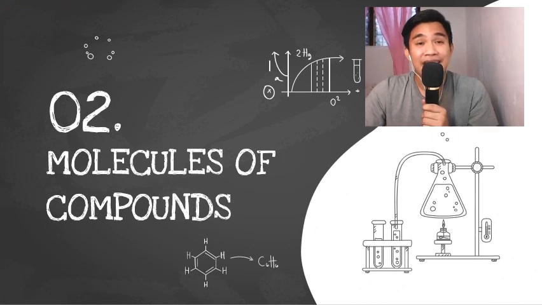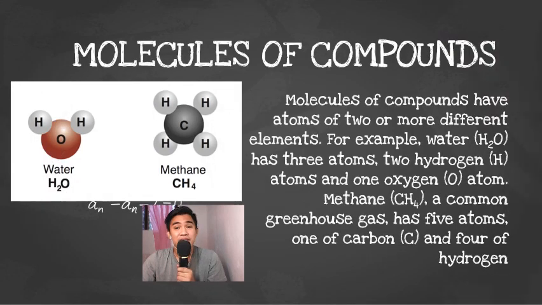Let us proceed to the next topic of this discussion, and it's all about molecules of compounds. Molecules of compounds have atoms of two or more different elements. For example, water or H2O has three atoms: two hydrogen atoms and one oxygen atom. Another is methane, which has a chemical formula of CH4. It is a common greenhouse gas that has five atoms, one of carbon and four of hydrogen.